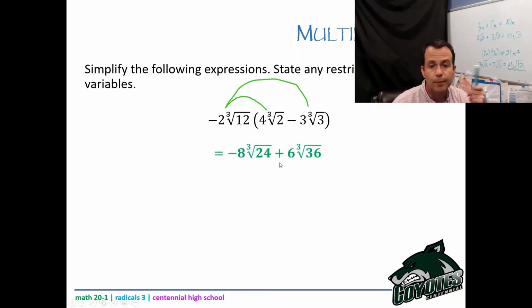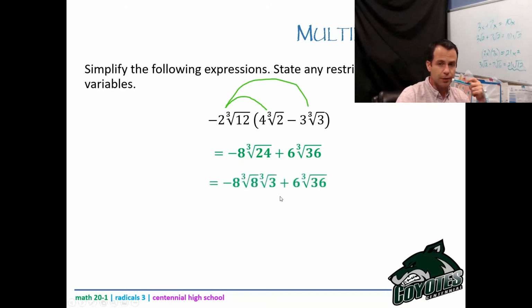Now I'm looking at what can I simplify? Do I know a perfect cube factor of 24? Remember, you're looking for perfect cubes now, not perfect squares. I do. 8 times 3 is 24. So I can break that into the cube root of 8 times the cube root of 3. Nothing I can do with the 36. Then I know that the cube root of 8 is 2. So this will simplify into negative 16, right, negative 8 times 2, cube root 3 plus 6 cube root 36. Okay, negative 16 cube root 3 plus 6 cube root 36. Isn't this fun?